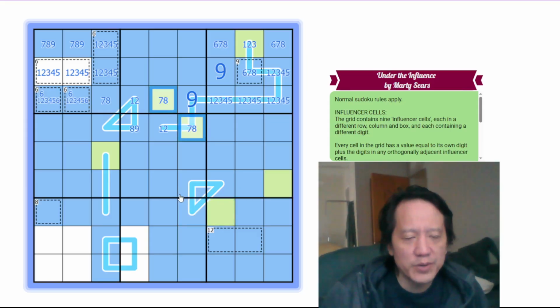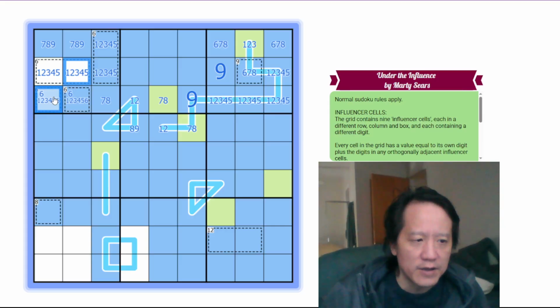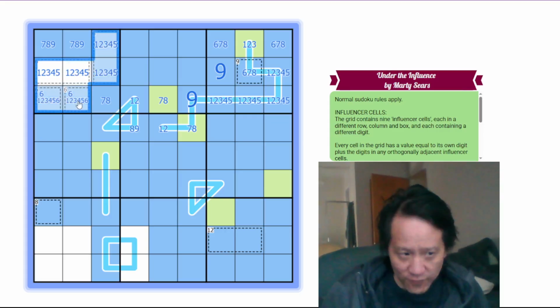This is a 7-8 pair as an influencer, so there cannot be 7 or 8 in the rest of the influencers. So the value of these digits is 21 without influencers. If you include an influencer here, that's 2 that's going to be added. I think this means the influencer here has to be 1. So the value of these cages is 24.